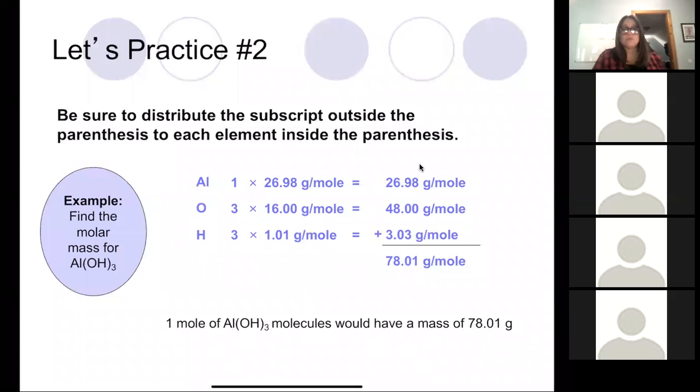Just a reminder, you have to multiply the molar masses of each individual atom before you add them together. So if we have 3 O's, each O has to be multiplied. You need to multiply the mass, which is 16 times 3. And then for H's, since you have 3 H's, you have to do 3 times 1.01. Then you add them all together and you get the molar mass of AlOH3. Again, this is how you get the molar mass of AlOH3.